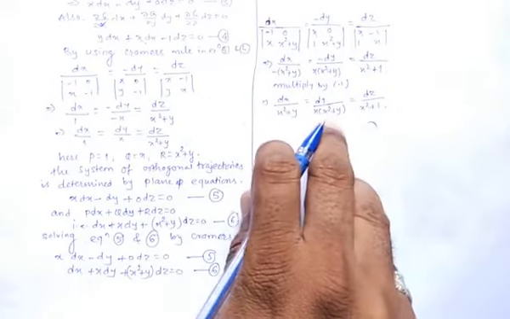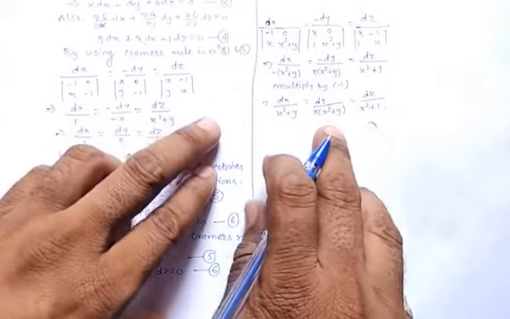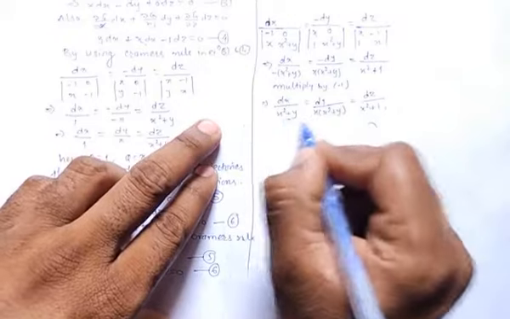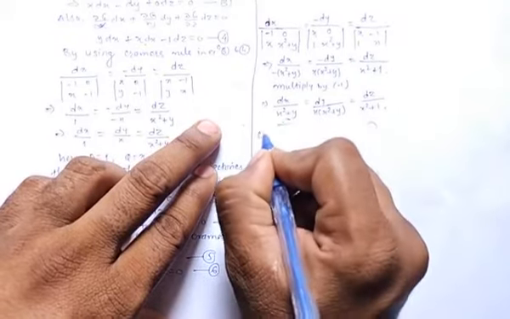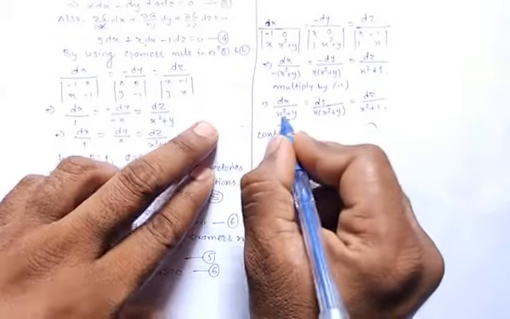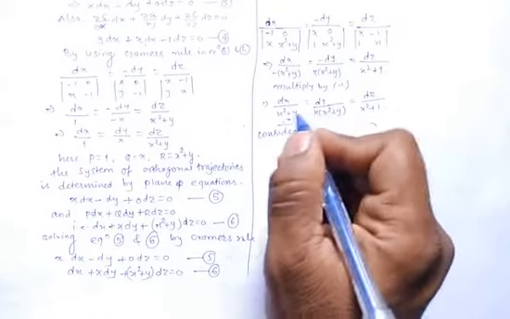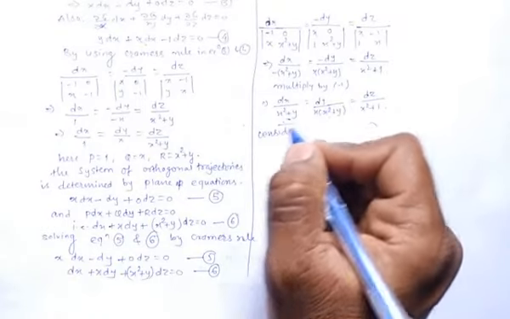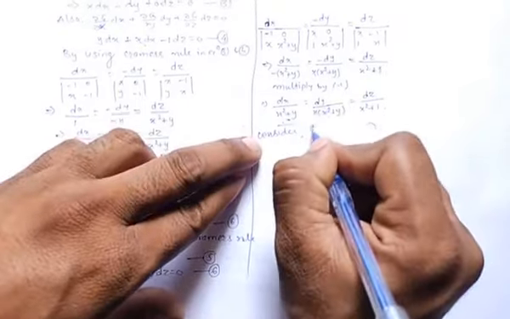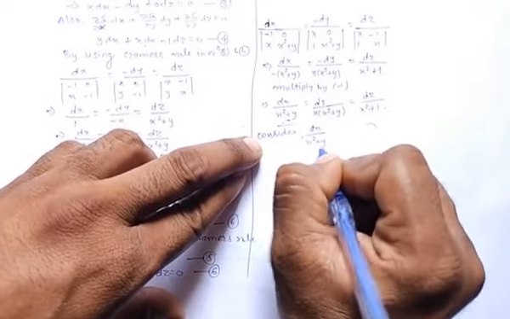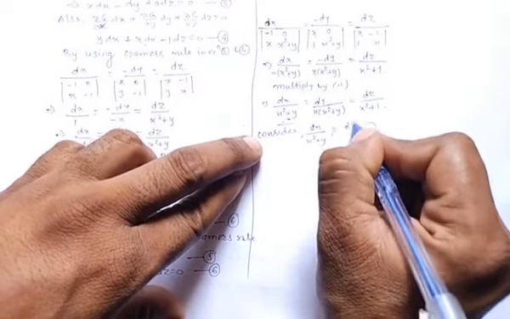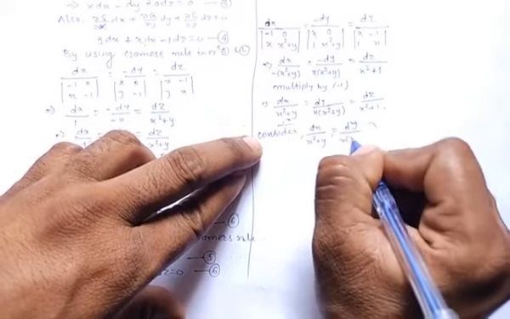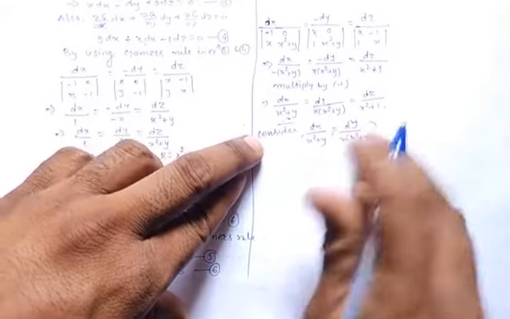Now if we consider the first two ratios, then what will happen? Because x square plus y will get cancelled if we consider these two ratios. So here consider dx upon (x square plus y) is equal to dy upon x into (x square plus y), right?